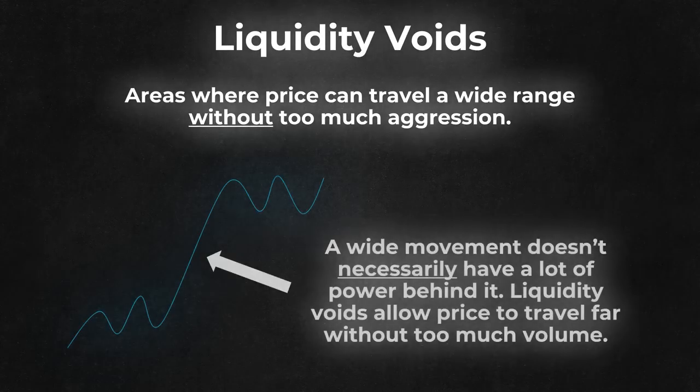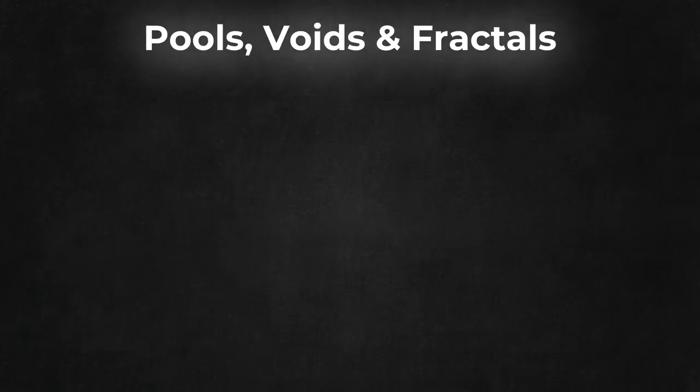A shallow market creates a low liquidity environment where price can travel a wide range without too much aggression. A wide movement does not necessarily have a lot of power behind it. Liquidity voids allow price to travel far without too much trading volume. Highs and lows are not created equal. We have major and minor highs and lows.